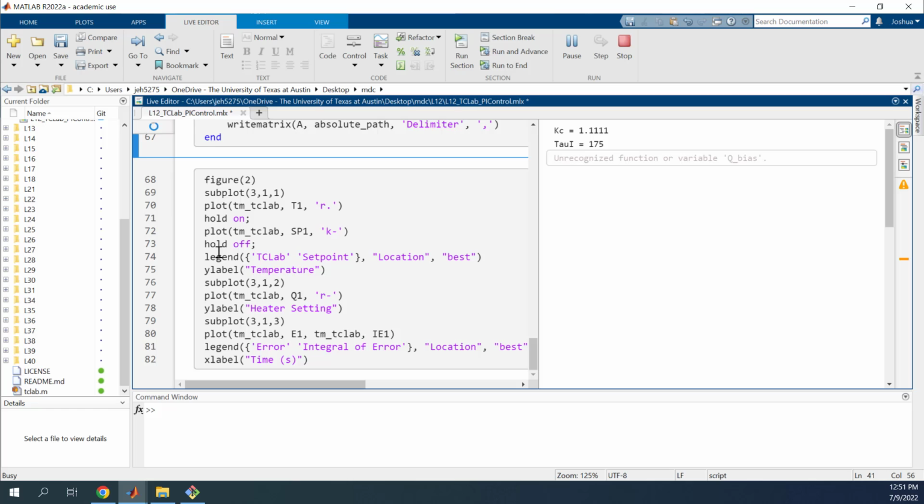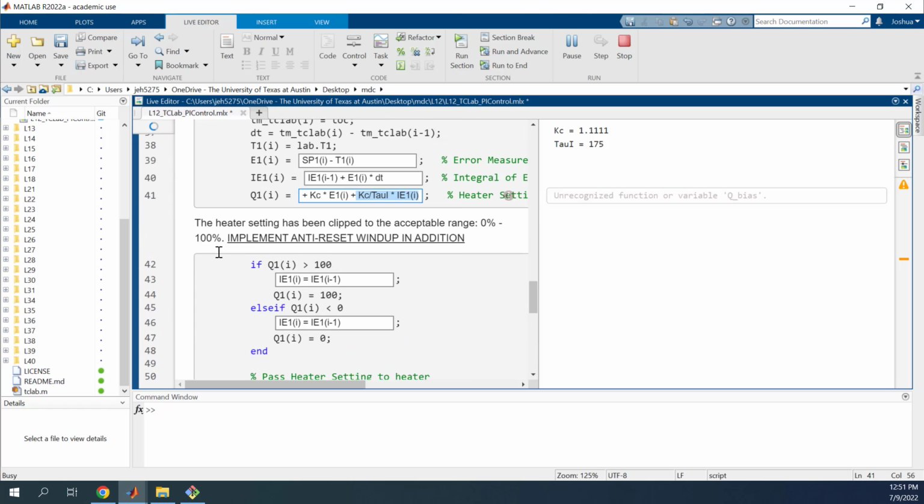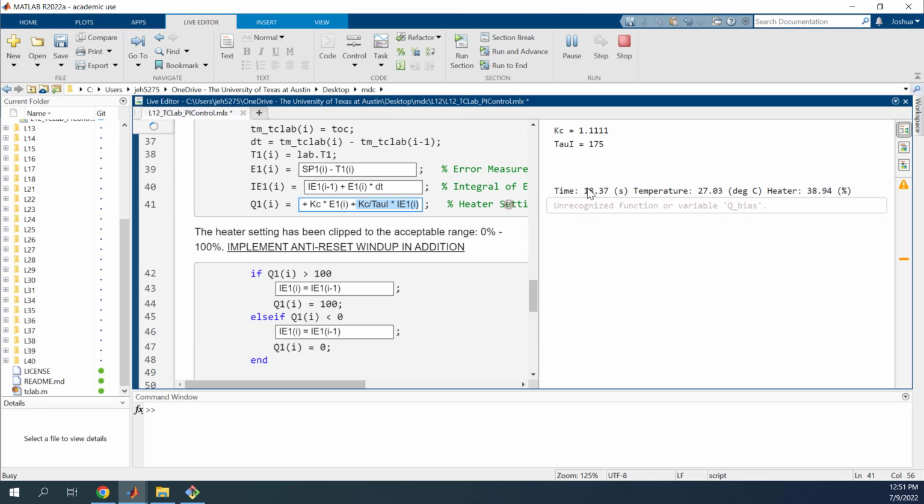So we seem to be running more than we have in the past, and it seems to be executing our loop. And there we have it. So we've already been going 10 seconds. Temperature is at 27 degrees, and we've got our heater. So I'll go ahead and pause it, and we'll pick it up once we've run for 600 seconds.